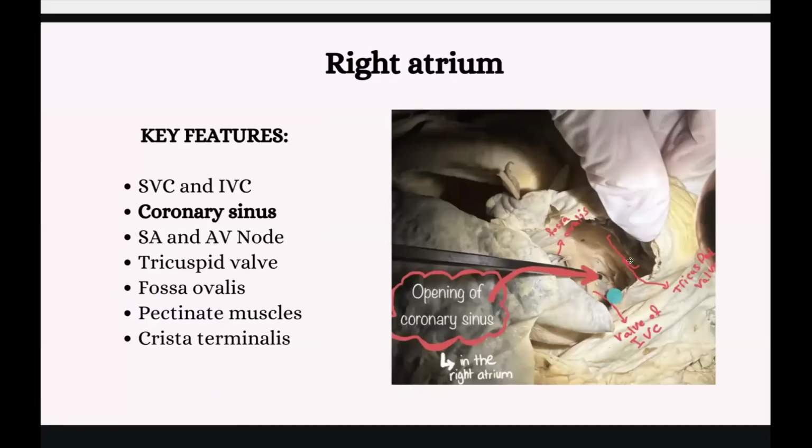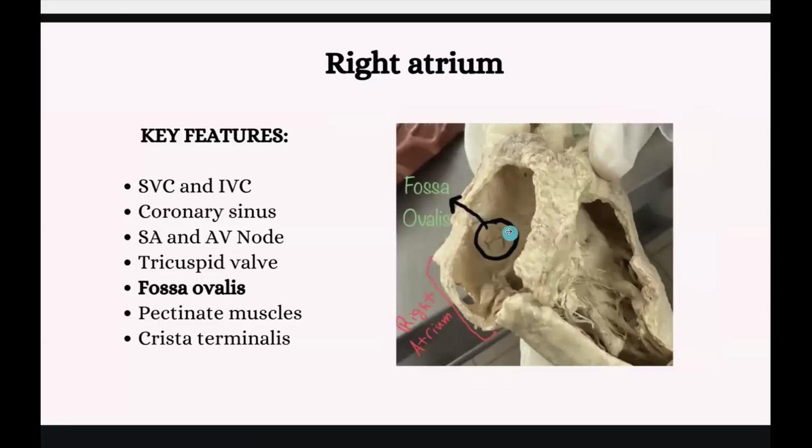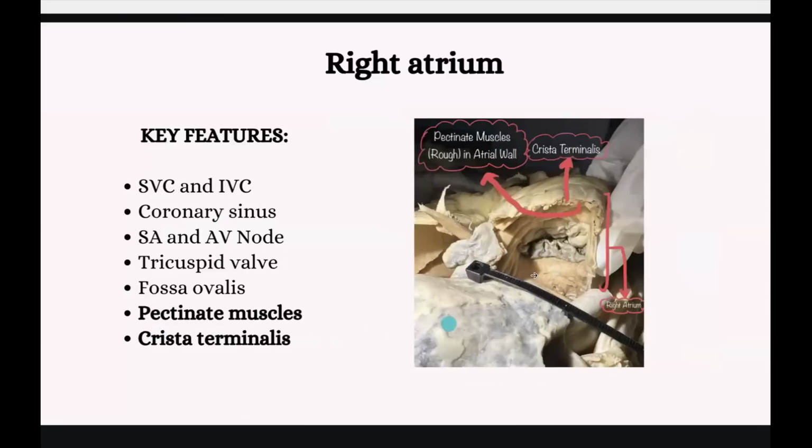So the coronary sinus, and this is from your lab slides. I don't really think they're going to ask you to identify it from the cadaver. But if they do, it's in the right atrium. And this is the coronary sinus. And then the fossa ovalis, again, it's in the wall and it's an oval-shaped indentation. And then we have the pectinate muscles again. They're the rough edges of the atrium. And then the crista terminalis, we said, divides the rough and smooth parts of the right atrium.